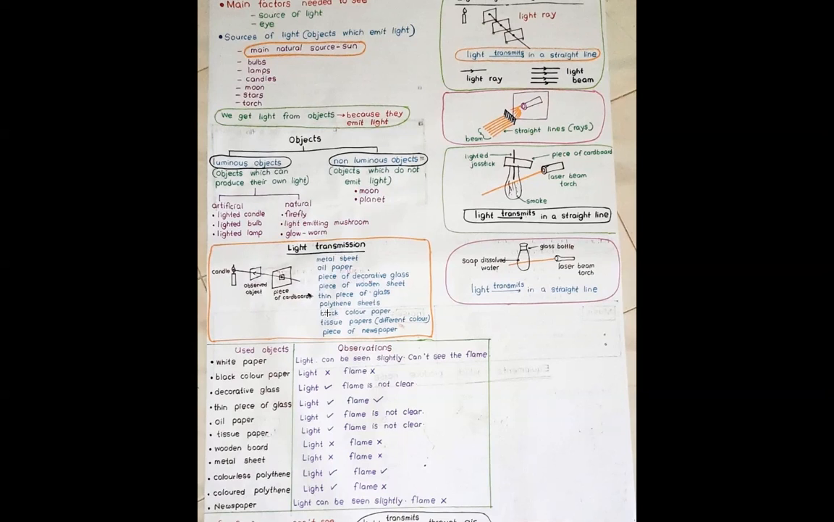Black color paper. We know what happens if we cover with a black color paper. You can't see light and you can't see the flame either.